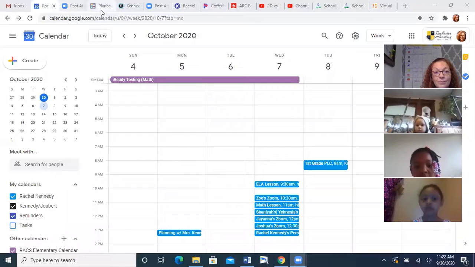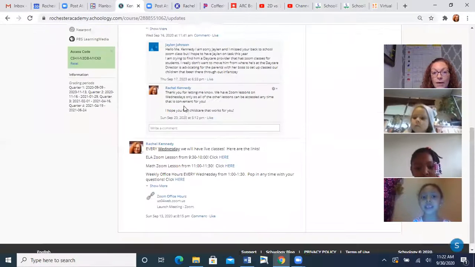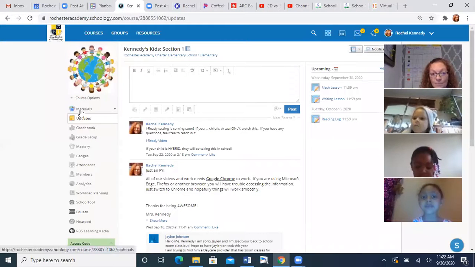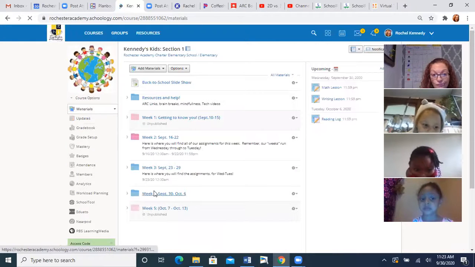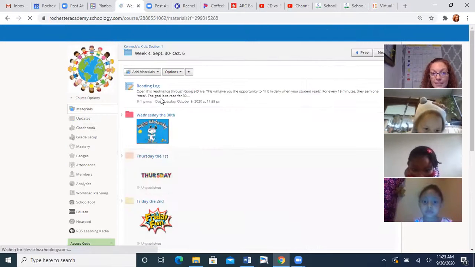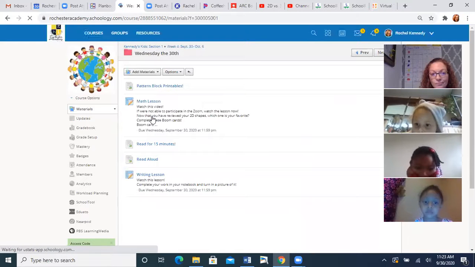So we're going to be working with 2D or flat shapes for about 2 weeks. And then we're going to be moving on to 3D or solid shapes. So we are really focusing on our shapes. What I want you to do next, I'm going to share my screen with you. Where are we? All right, so under today, let's get to today. I'll show you what I want you to do. We're on week 4, and today is Wednesday.